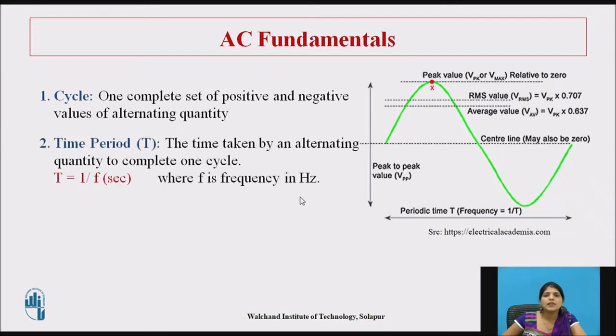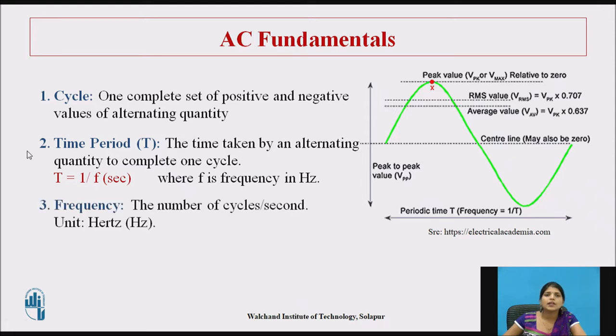Then time period. Time period is the time taken by the alternating quantity to complete one cycle. Time is always measured in seconds, or we can write T is equal to 1 upon f. Then frequency. Frequency is the number of cycles per second and its unit is hertz. It is denoted by f, or we can say f is equal to 1 upon T also.